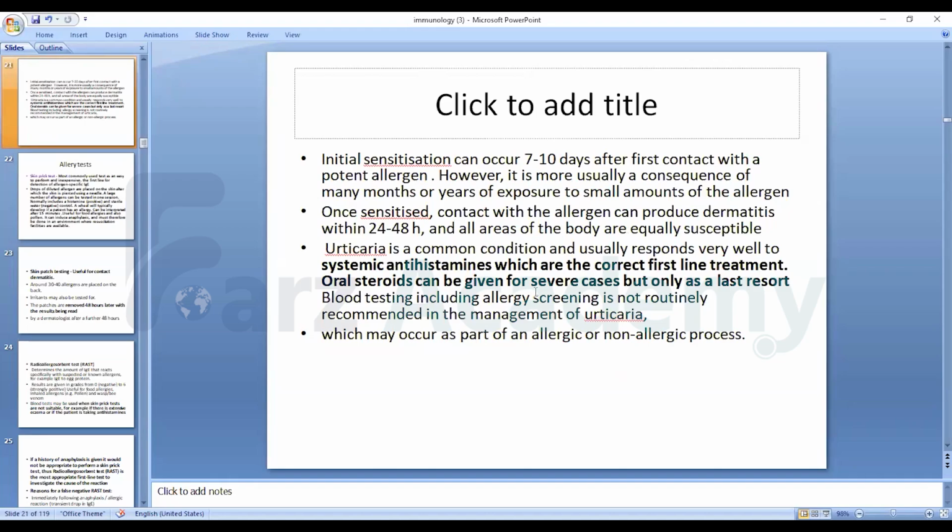So the initial sensitization can occur 7 to 10 days after first contact with a potent allergen. However, it is more usually a consequence of many months or years of exposure to a small amount of the allergen. Once sensitized, contact with allergen can produce dermatitis within 24 to 48 hours.